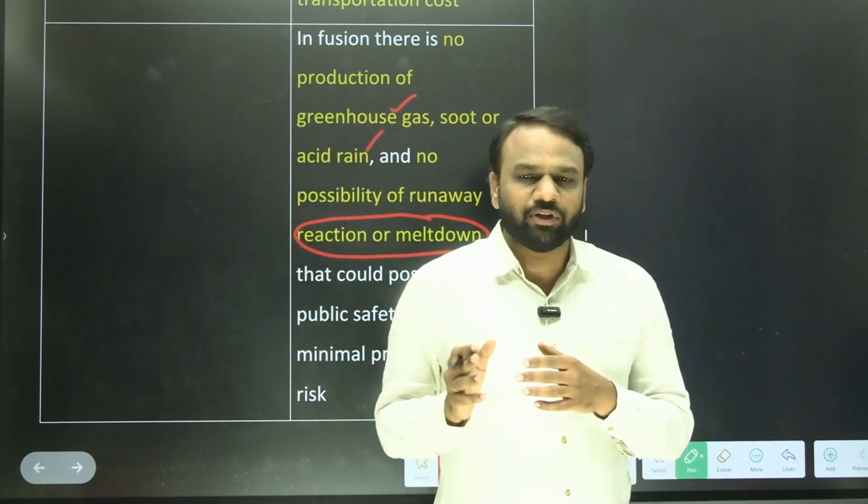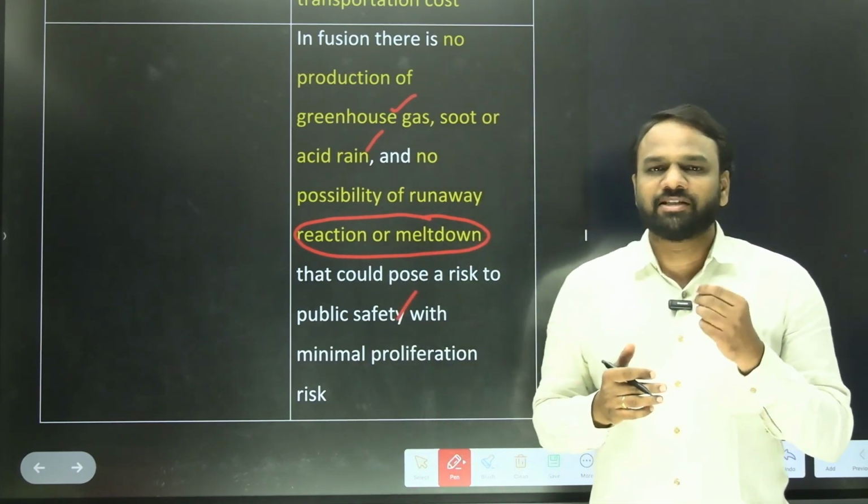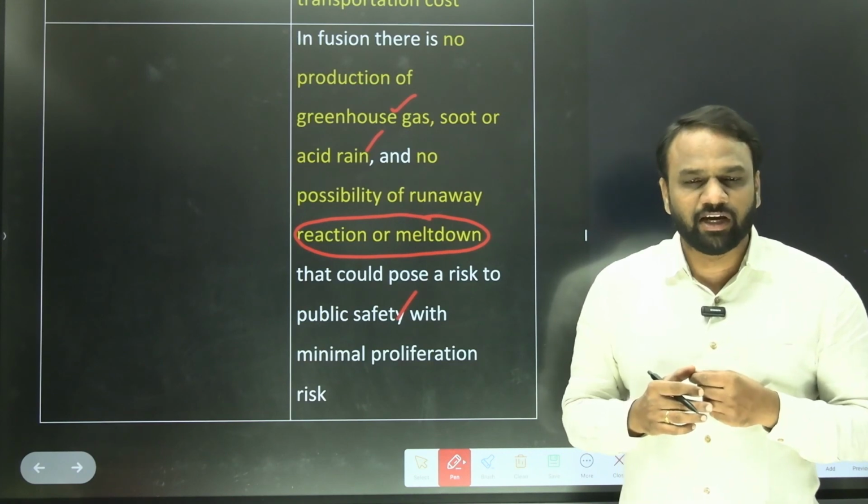So in this class, we discussed the difference between the fission reaction and the fusion reaction. Similarly, in the forthcoming classes, we'll be discussing other important science and technology related topics from the exam point of view.